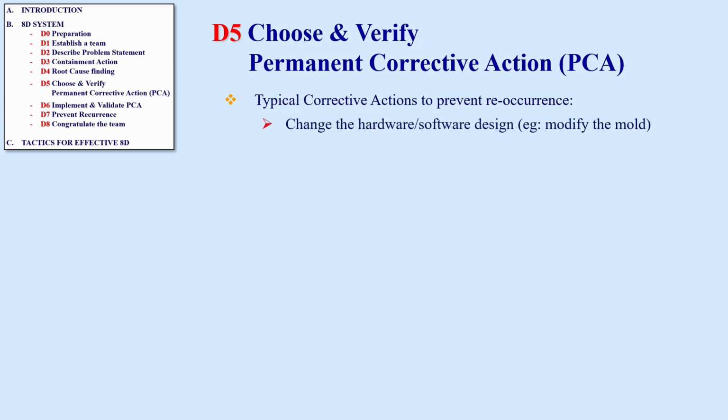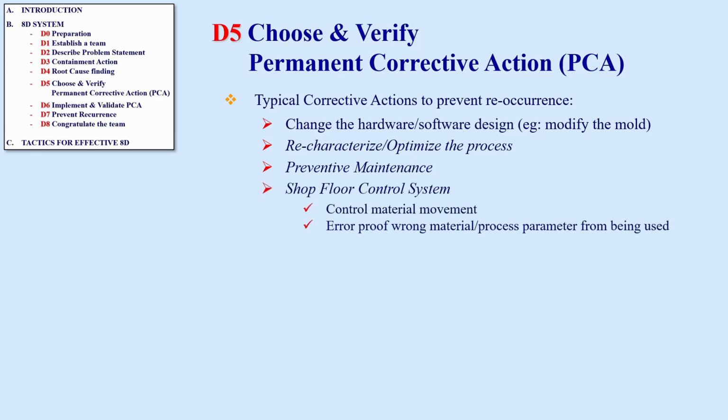First one. Change the hardware or software design. For example, modify the mold. Second. Recharacterize or optimize the process. Third. Preventive maintenance. The use of shop floor control system to control material movement. To error-proof wrong material, or wrong process parameter, from being used.